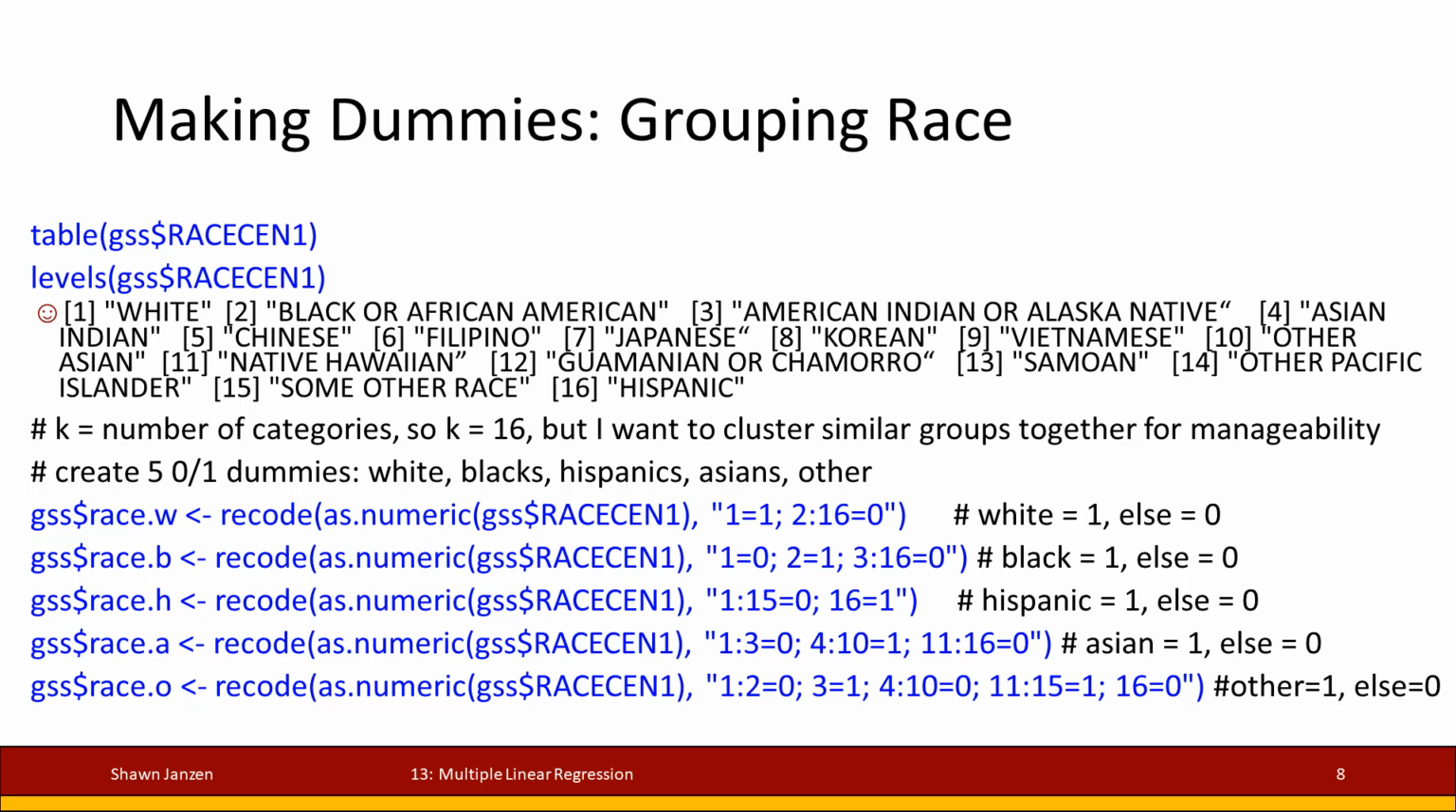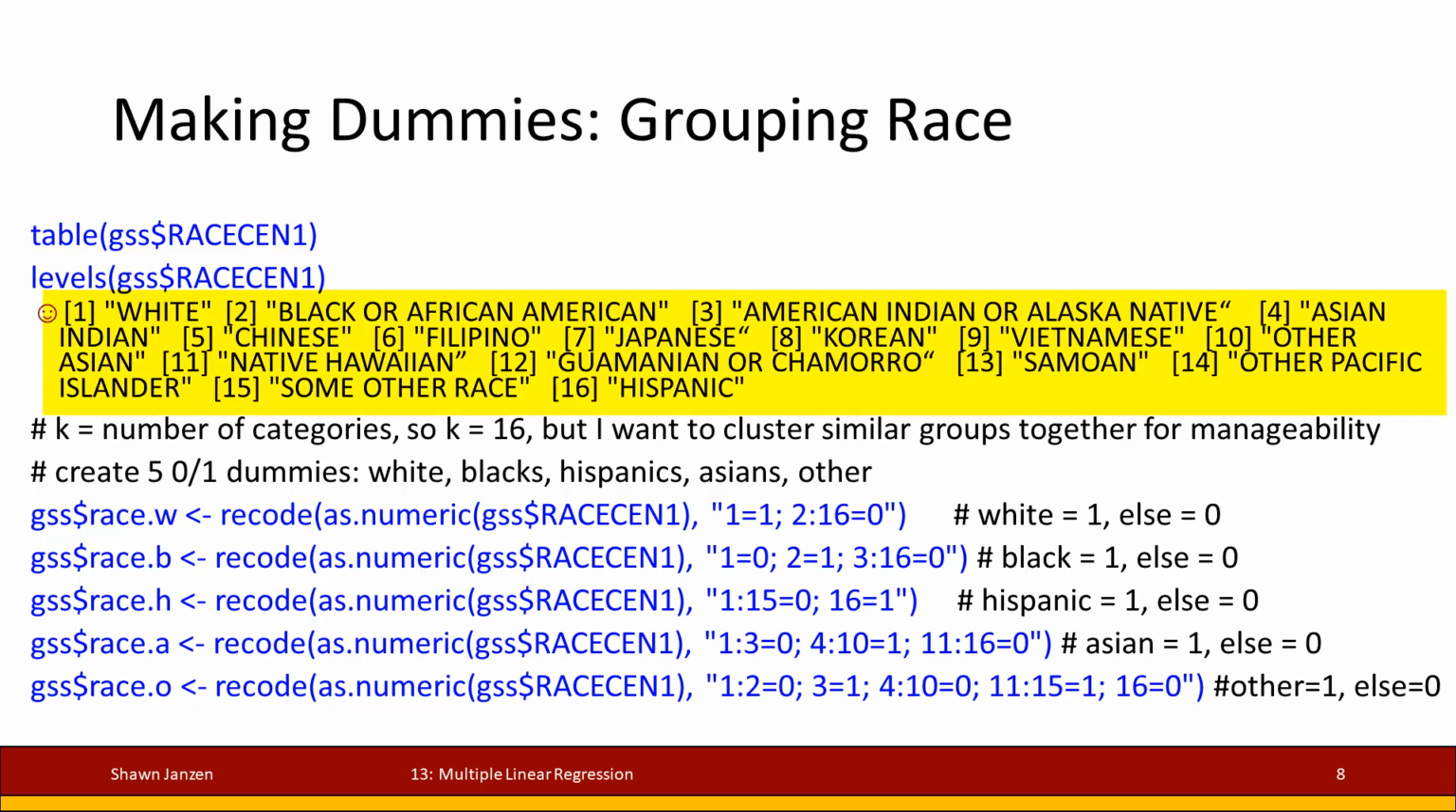Now, on the screen here, you're going to see a mess of code. Don't worry, don't get overwhelmed. I'm right here with you. So, now what we're going to do is we're going to recode race. And in the GSS, we have a variable called racen1. Racen1 has 16 different racial and ethnic groups. And we can see those with the levels function.